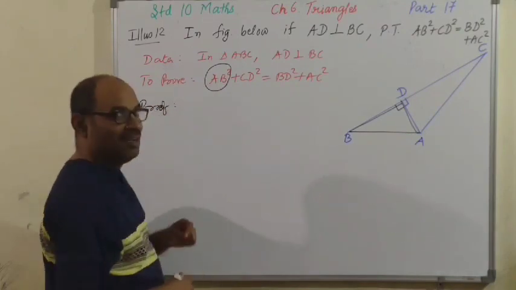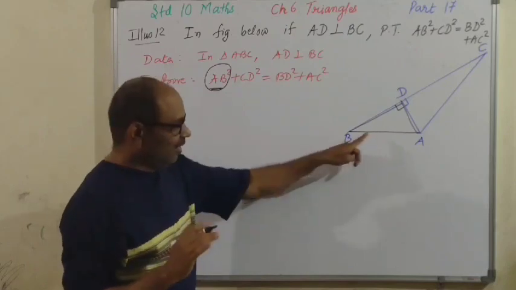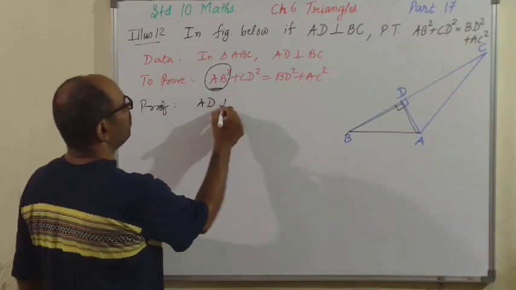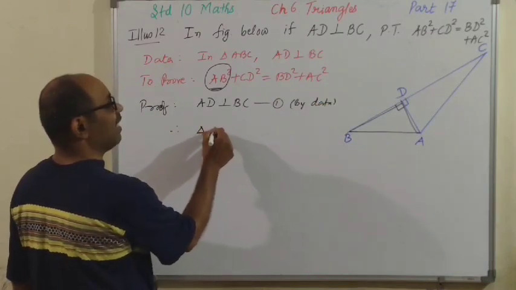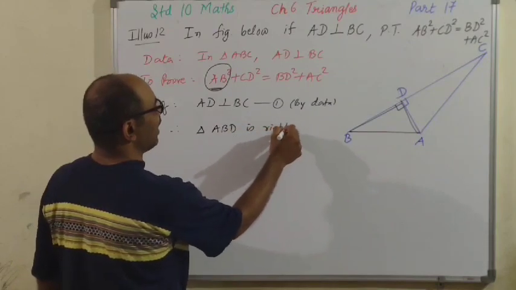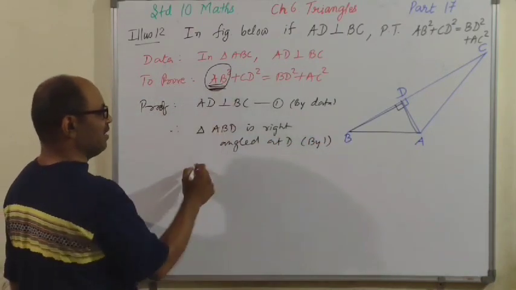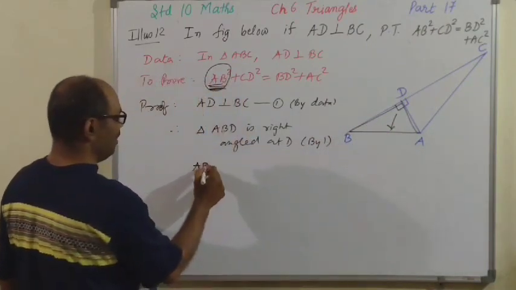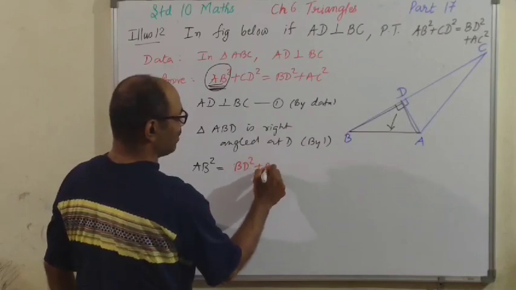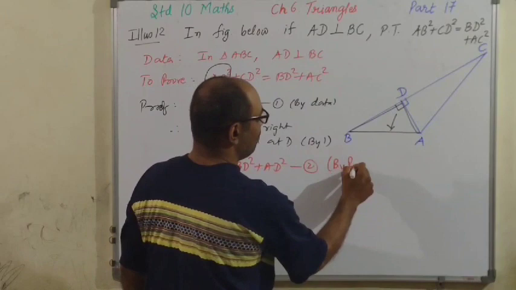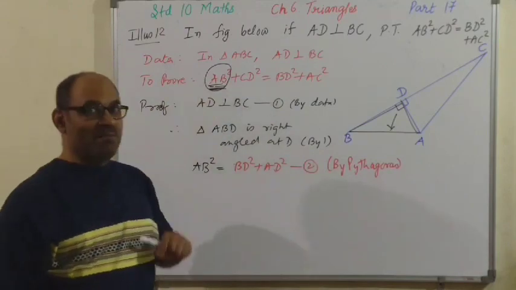Well, drop by drop we will fill the pot, meaning we first find only this. In the right triangle, AD is perpendicular to BC. Result 1 by data. Therefore, that black triangle, triangle ABD, is right angled at D by 1. Therefore, this AB square, the side opposite to it, AB square is equal to BD square plus AD square. This is result 2 by Pythagoras theorem.